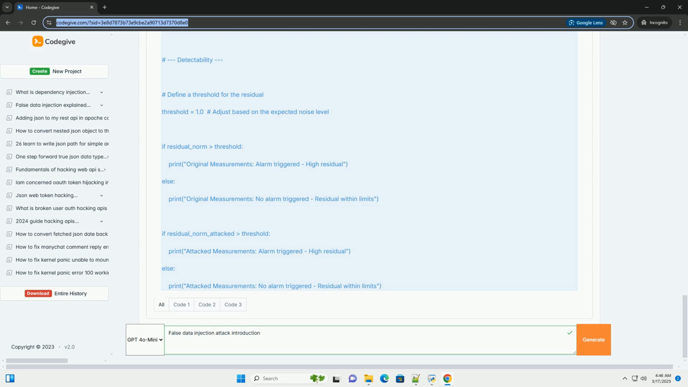5. Mitigation strategies. Protecting CPS against FDI attacks requires a multi-layered approach. Data validation: implement data validation checks at the RTUs/PLCs and in the control center. This includes range checks: verify that sensor readings are within physically plausible limits. Rate of change limits: check that the rate of change of sensor readings is within expected bounds. Physical consistency checks: validate that measurements are consistent with physical laws and relationships, for example Kirchhoff's laws in a power grid.